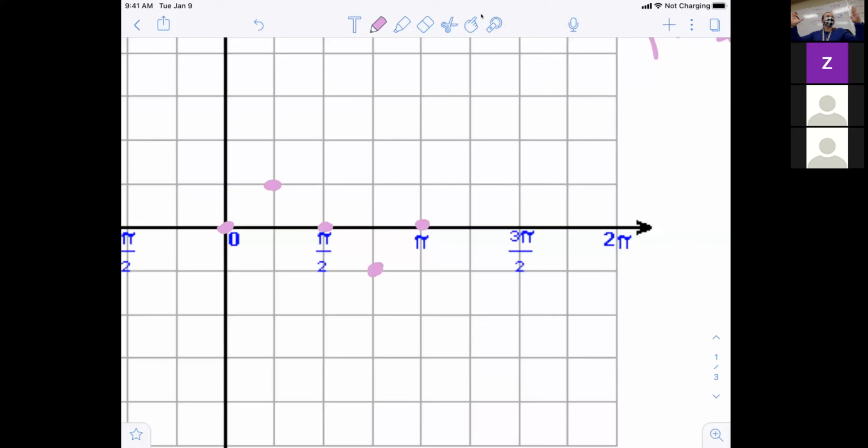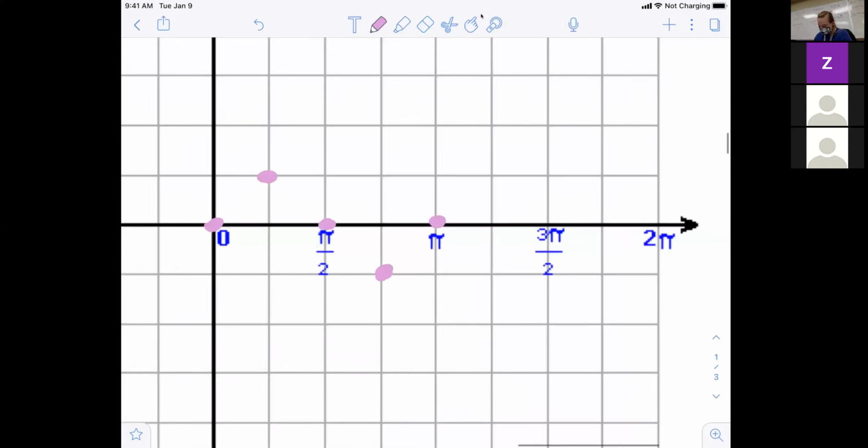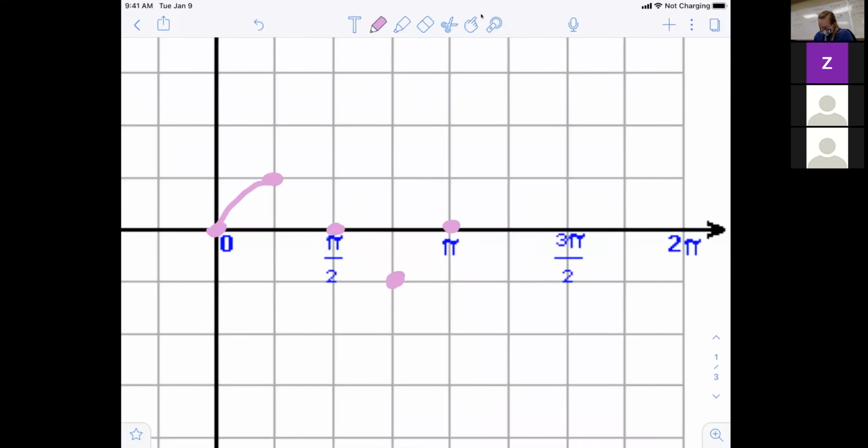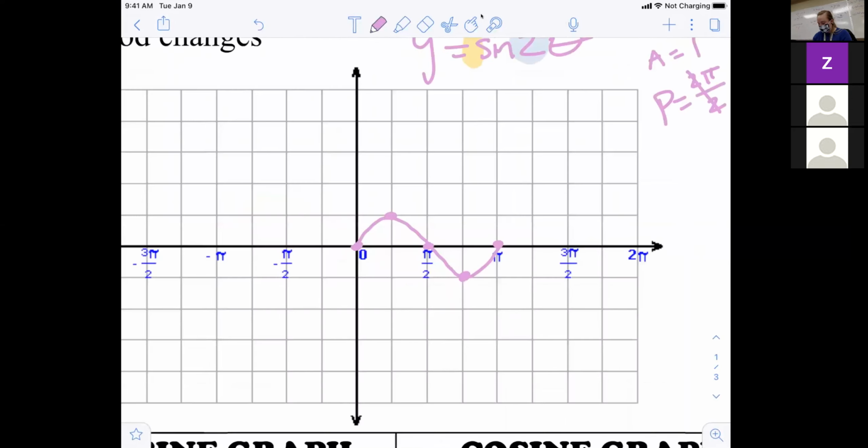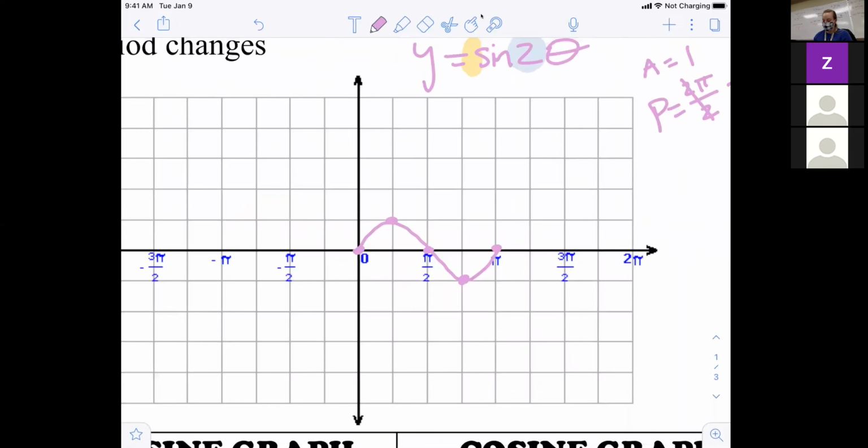Instead of being able to take it all the way to 2 pi, I had to shove it in. One whole cycle ends at pi. It keeps going and going, and I will draw that for you. But this is what sine of 2 theta looks like.